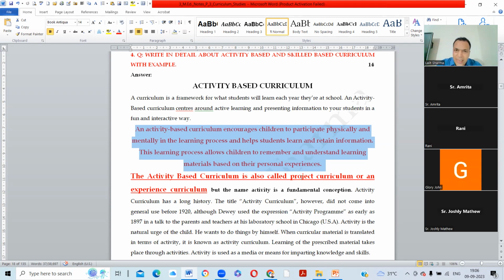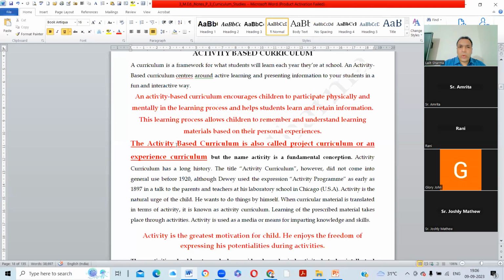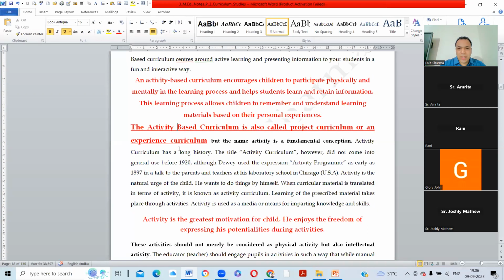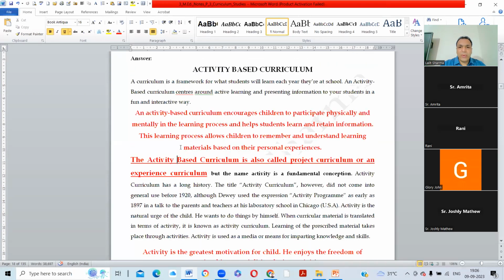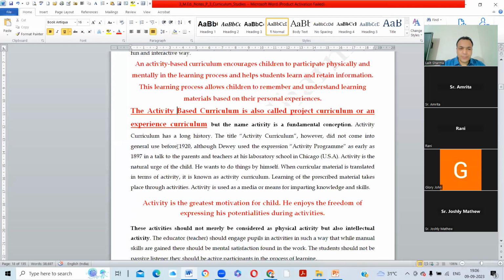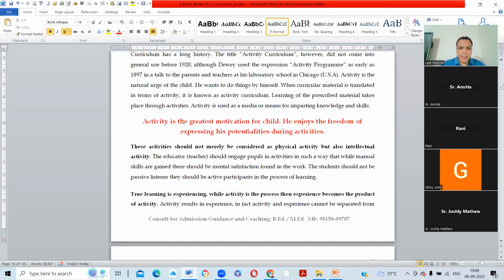So activity based, you remember it simply like this: activity based is also called the project curriculum, right? Look, activity based curriculum is also called the project curriculum or an experience curriculum. It means under the curriculum there should be a provision so that there is learning by doing. Okay, work on a particular project. Activity is the greatest motivation for a child.